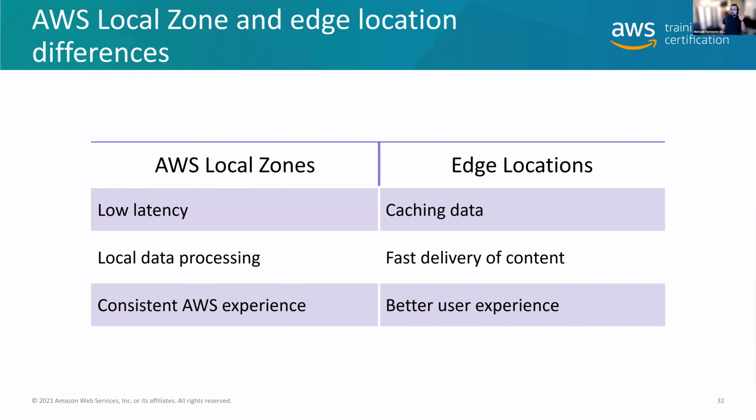Local zones are an actual location where you can host applications. So edge location's job is to drive latency down. Local zones have the exact same purpose, which is to basically drive latency down. But remember, local zones host applications, edge locations just cache the results.